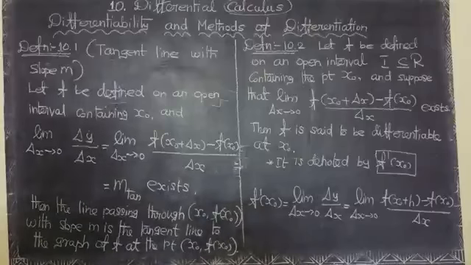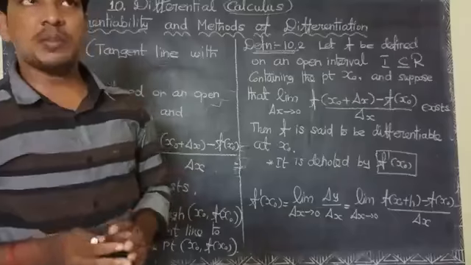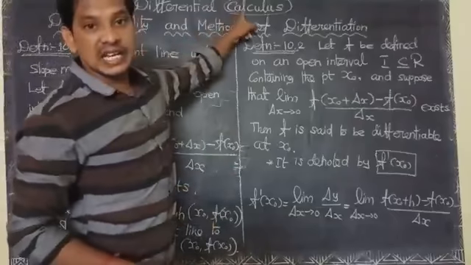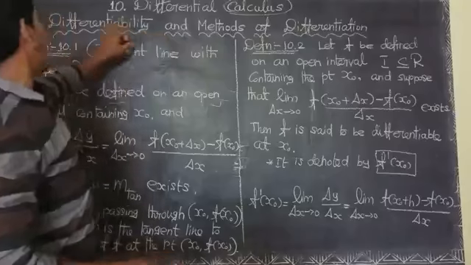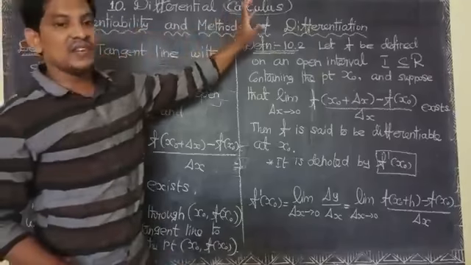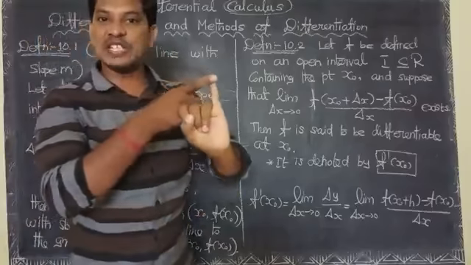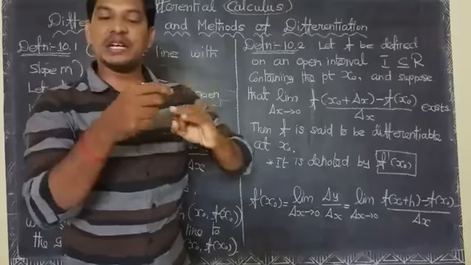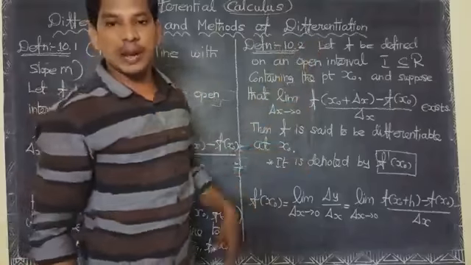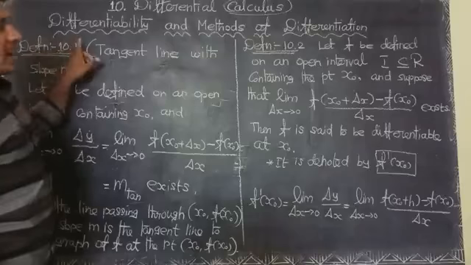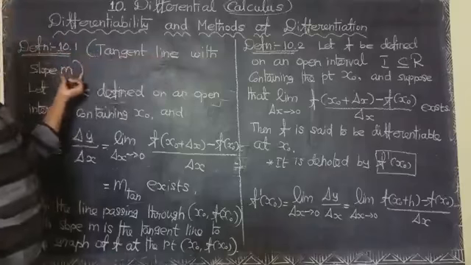Hi students, in this class we will discuss the new chapter number 10, differential calculus. Here, differentiability and methods of differentiation. In this chapter we will discuss what is meant by differentiation and different methods of differentiation. Definition 10.1, tangent line with the slope m.